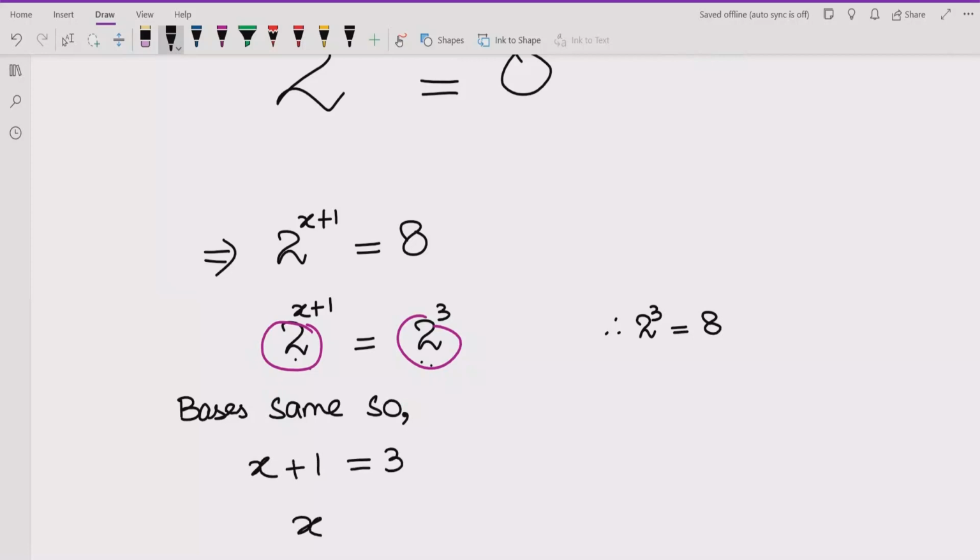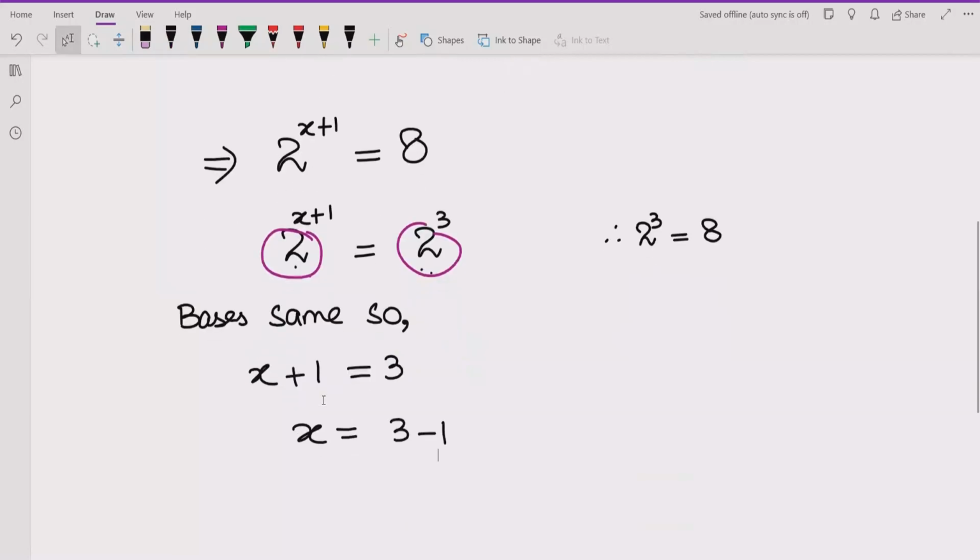Now we have to find the value of x. So we will move 1 to the other side, which becomes minus 1 because the sign changes when we move it to the other side. So the value of x here is 2. So this is the answer to this question. I hope you understand how we can solve this type of question very easily.